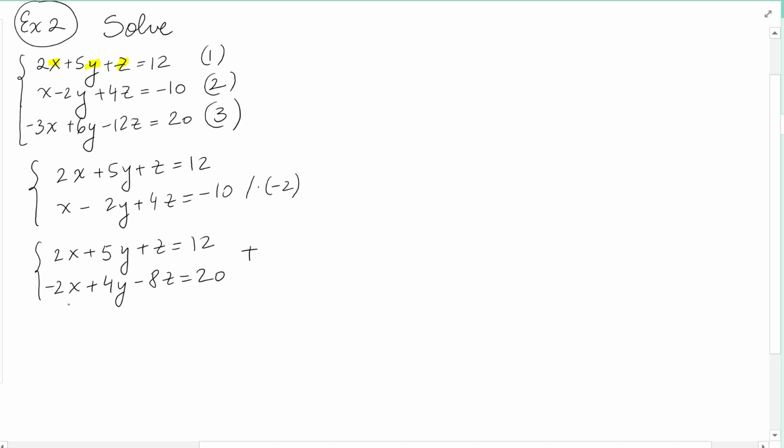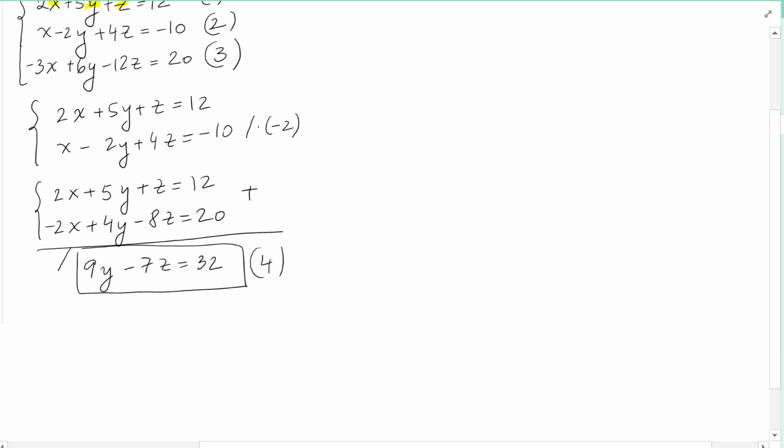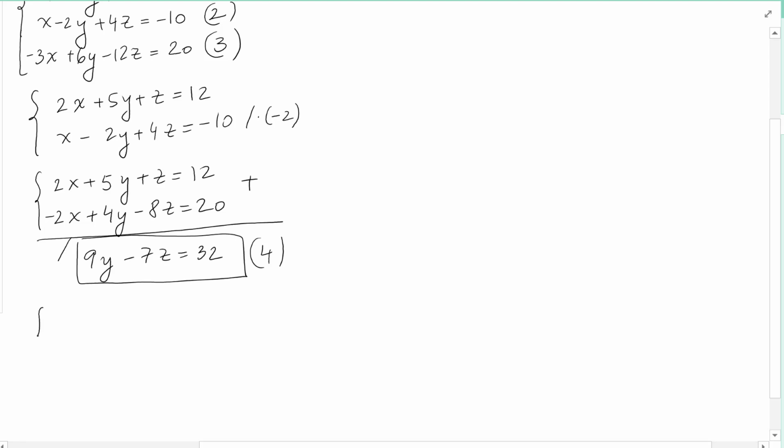So now let's add them up using elimination method. X is gone. Now 9y minus 7z equals 32. I put this in a box and I call it equation 4 because I might need it later. The next step is to copy equations 2 and 3. So x minus 2y plus 4z equals -10, and -3x plus 6y minus 12z equals 20.